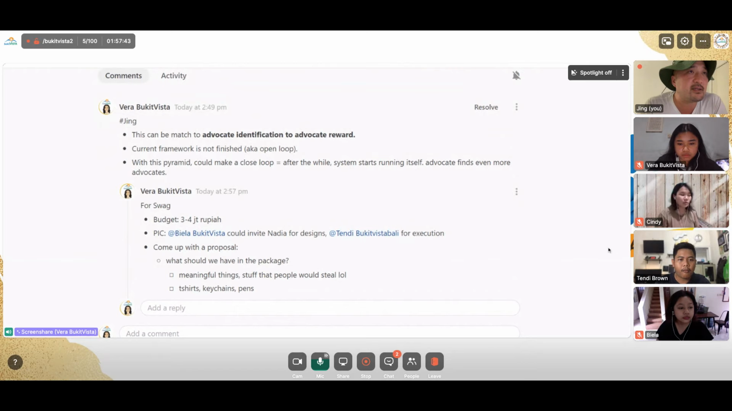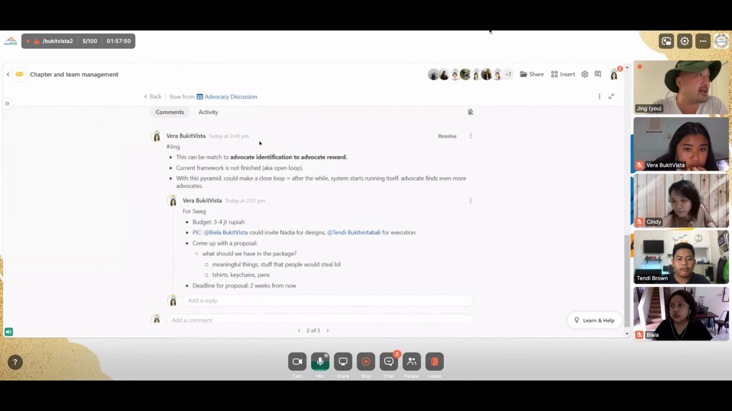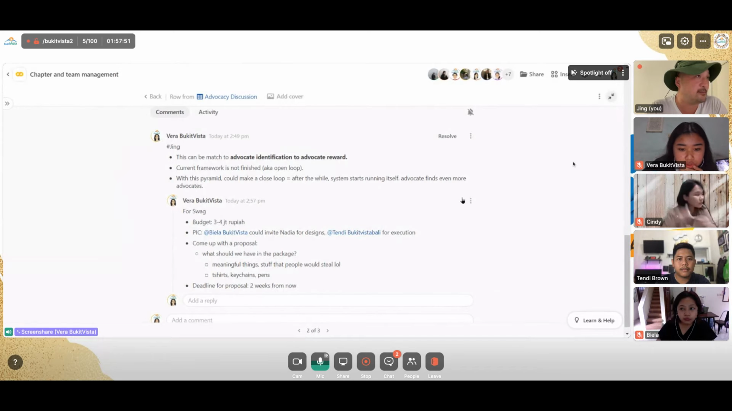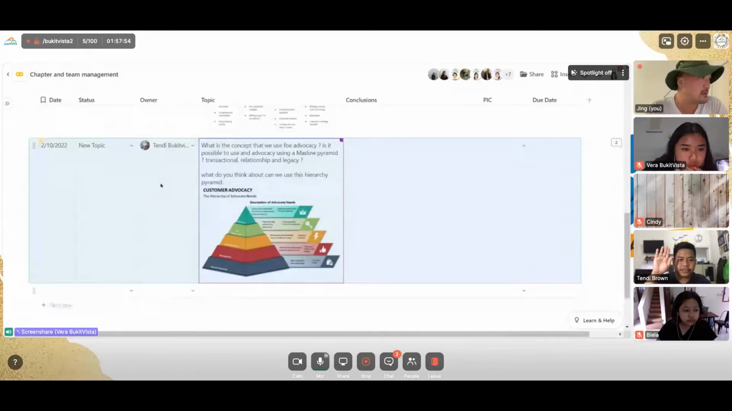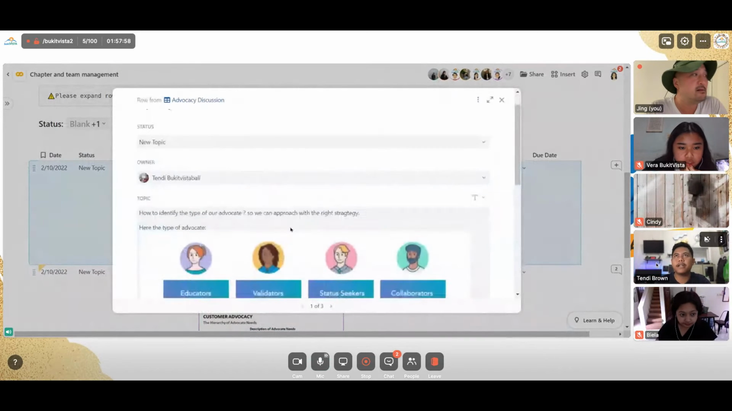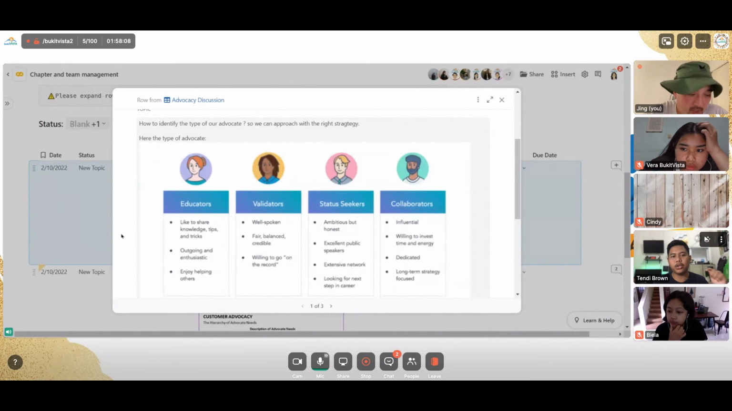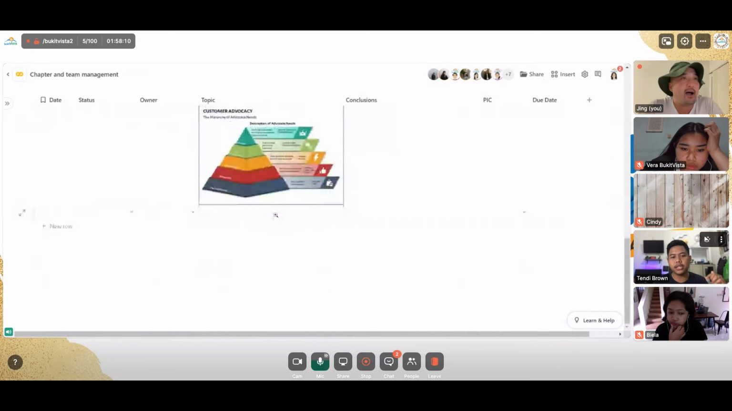Okay. Let's see, Vera. Are there any other topics of discussion that we need to cover today? We only have 3 minutes now, so I think that's probably it. Just a question for this pyramid. Currently on the guideline, I put a tree. Where should I put this? Do I need to make a new subpage on the advocacy?